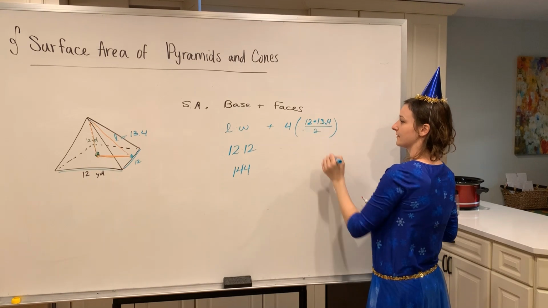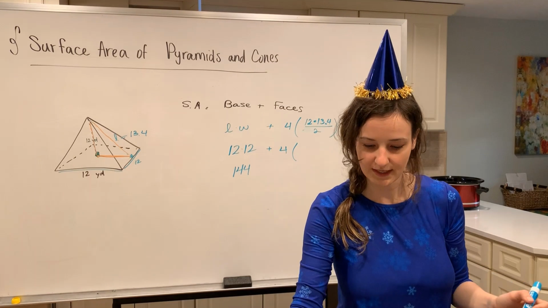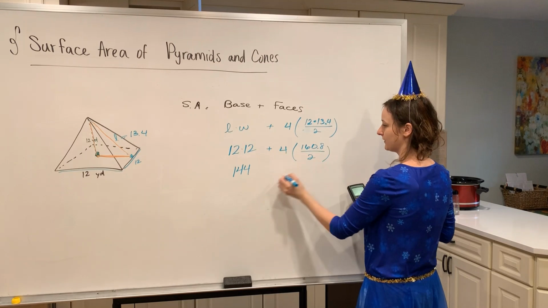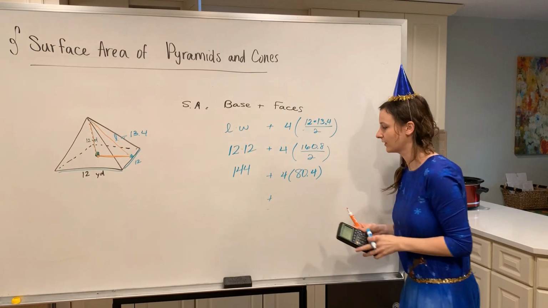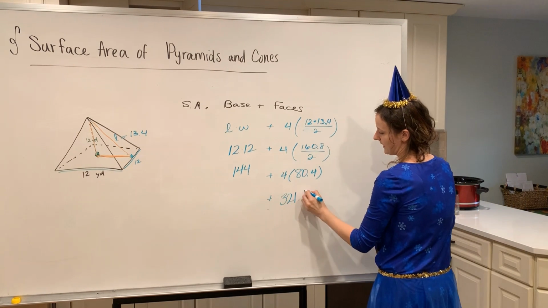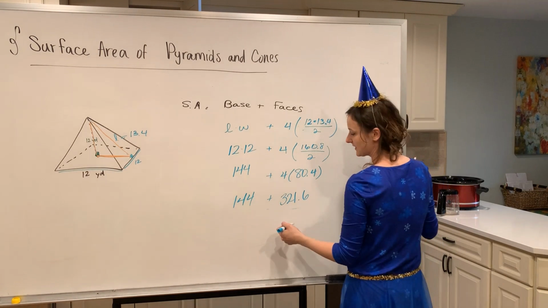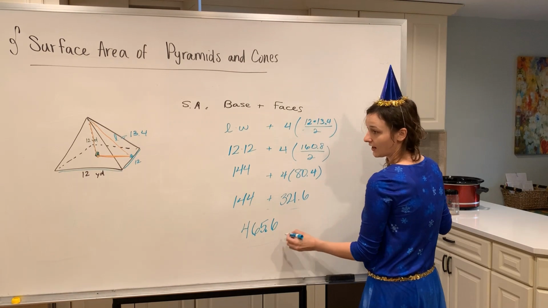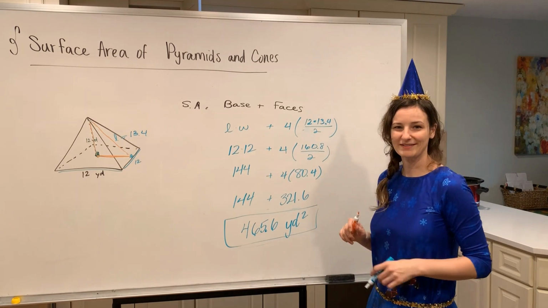Okay. I can start to simplify. 12 times 13 and 4/10, let's see, this should go 160 and 8/10 divided by 2 is going to be 80 and 4/10, which now you can multiply by 4 to get 321 and 6/10, which you can then add to 144. So now you can add these together to get a grand total of 465 and 6/10 yards squared. That is going to be the surface area of this square pyramid.